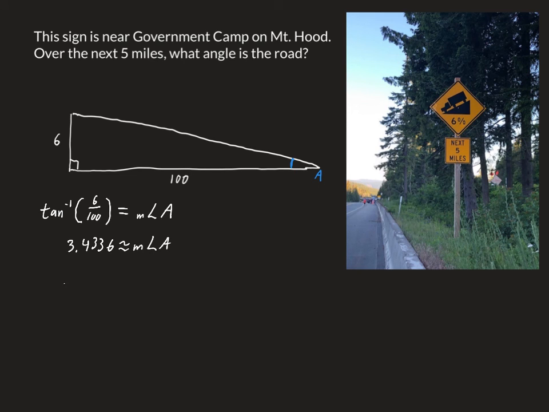And so the measure of angle A is about, and this problem didn't say what to round it to, so I'm just going to round it to the nearest tenth of a degree and say that the measure of angle A is about 3.4 degrees. So now if you see a sign like this, it says a 6% grade, you will know that the road has an angle of about 3.4 degrees.